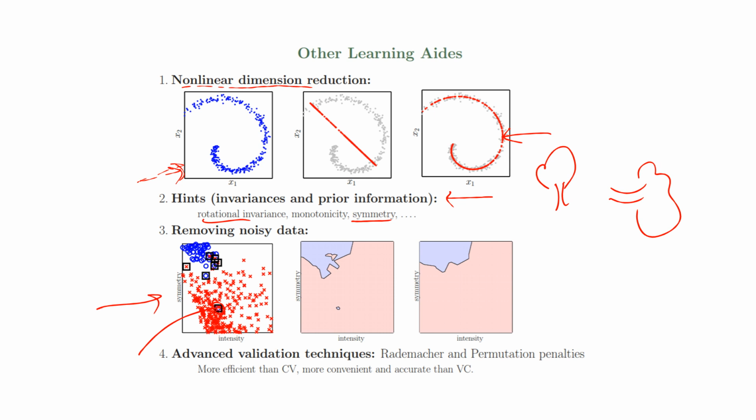And then finally, we have more advanced validation techniques in addition to the cross-validation that we talked about, which was one of the basic techniques. There are more convenient and more accurate validation techniques given here. If you're interested, you should definitely check the literature. But this is all about learning aids.